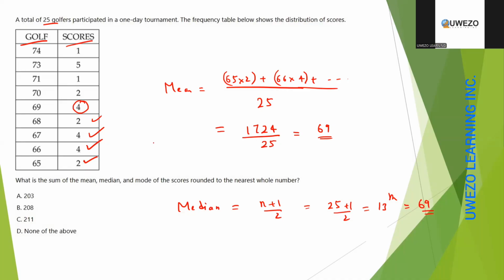Now for mode, we have to check which value is repeating the maximum number of times. So again, you can look at the right side column, which gives us the frequency, and 5 is the maximum number of times a value is repeated. So the mode would be 73. Our question asks about the sum of all these 3 values. So that would be 211, option C.